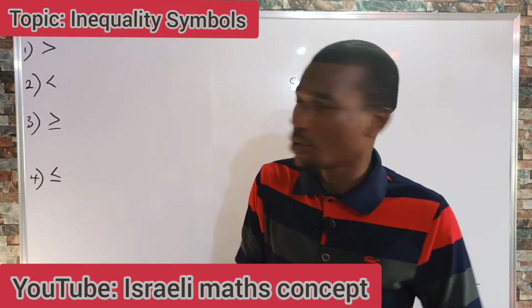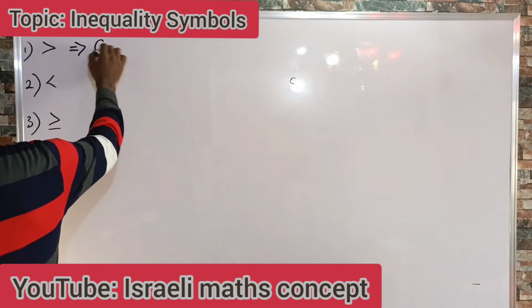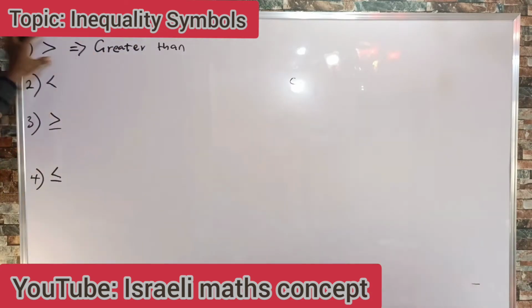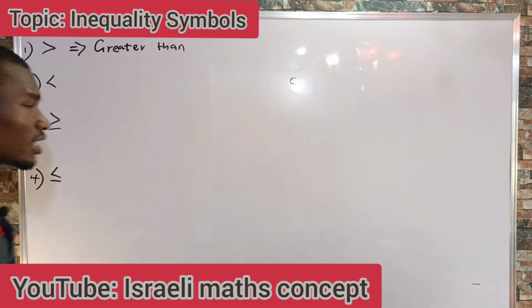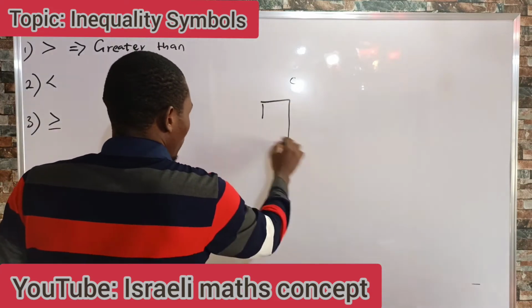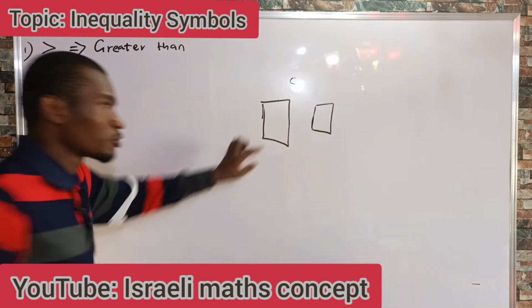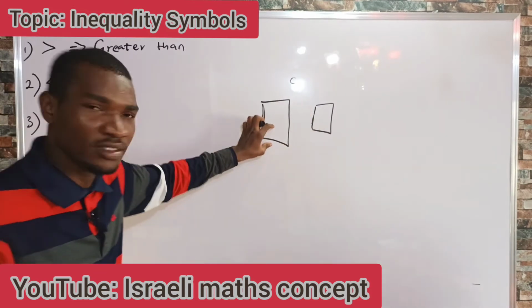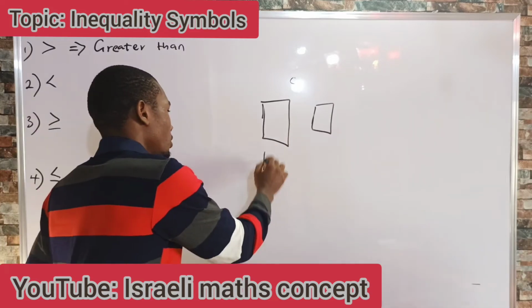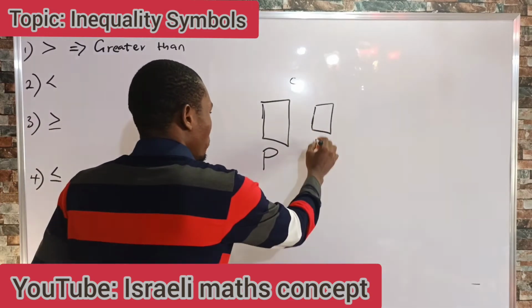The first inequality symbol we have here is greater than. This symbol simply means greater than. But what is the real meaning of this symbol? It is very simple to explain. Assuming you have two handsets or phones which are Android version. Let's take for instance that this is the bigger phone you have with you, and also you have another smaller phone with you. Let's represent the bigger Android phone with capital P. Then we represent the smaller Android phone with small p.